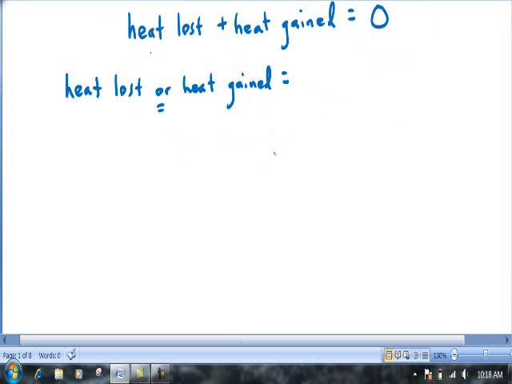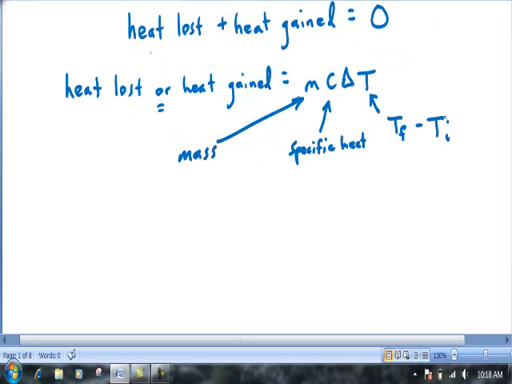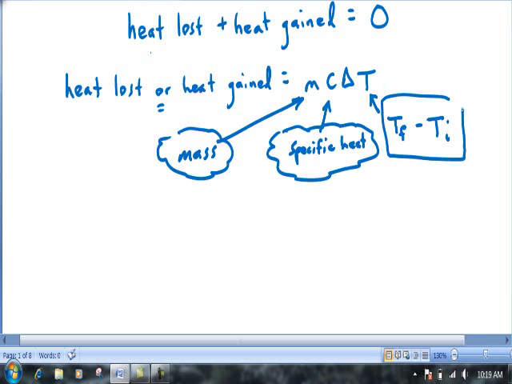We can calculate the amount of heat lost or heat gained by using the equation mc delta T. It represents how much heat is gained or lost. In the equation, the m represents the mass of the object that's either gaining or losing the heat. C is a constant known as the specific heat, which is unique to every different type of material or substance. And delta T is just the temperature final minus the temperature initial of the object in question.